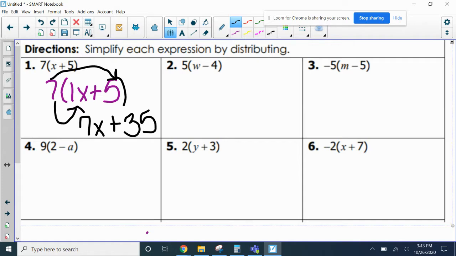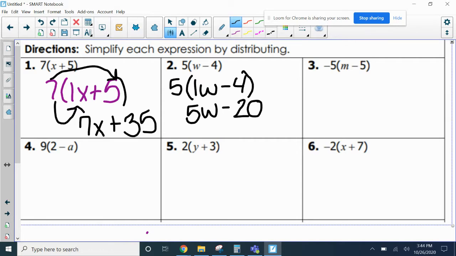So I have 5 times that first term. I'm going to just write it out, 1w minus 4, so 5 times 1w. Well, 5 times 1 is 5, and 5 times w, because we don't know what w is, we have to leave it as 5 times w. And then bring down that minus. 5 times 4 is going to give us 20. All right, let's do one more, and then I'm going to let you go ahead and do 4, 5, and 6. So I have number 3, I have negative 5.